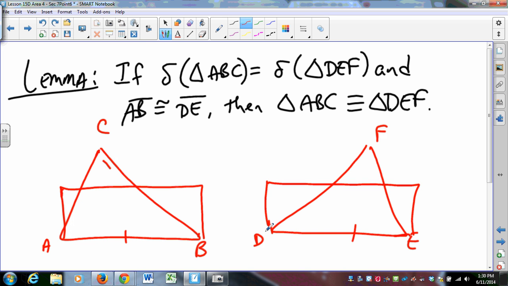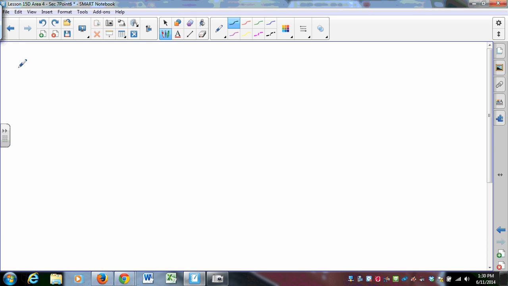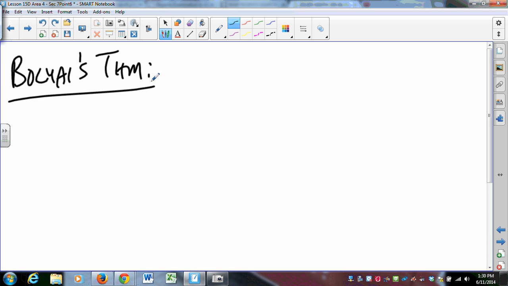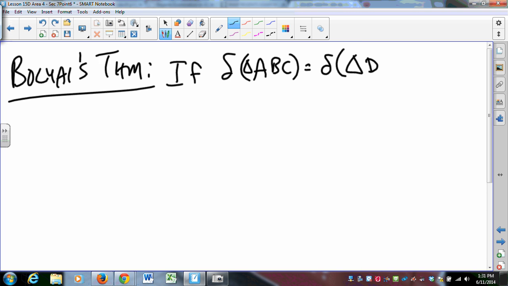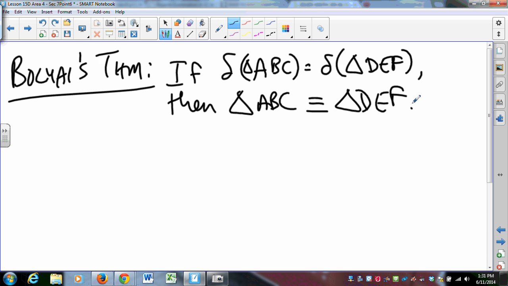Okay, so that brings us to a place where we can handle Bolyai's Theorem. Well, that proof is just a tad bit more complicated than the one I just did, but it's no less true. If the defect of triangle ABC is equal to the defect of triangle DEF, then triangle ABC is scissors congruent to triangle DEF.